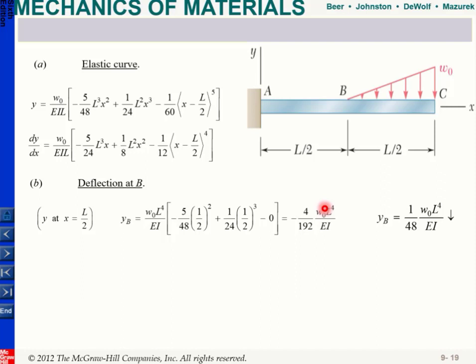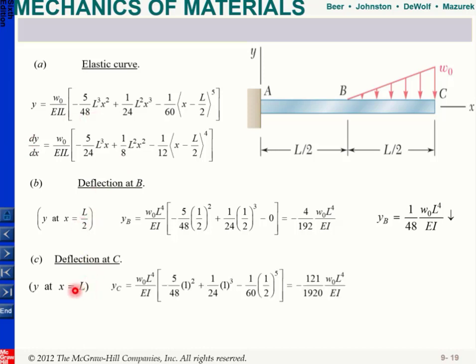Okay. And similarly, I can also find my deflection at point C. This time, all I need to do is use the same equation, but this time I will say x is equal to L. Okay. So here, if you put x is equal to L, this is what you will get. Okay. And again, it's going downward, and it's given by this value.